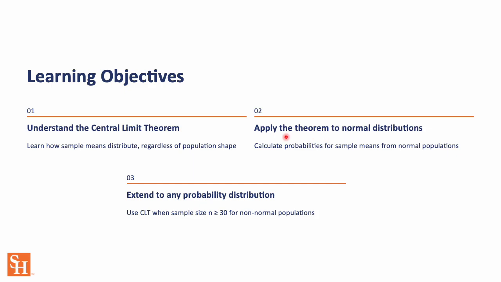We can know the sample mean distribution when the population distribution is normal, and we can also know the distribution of the sample mean even when the population is not normal, for other distributions, but in that case the sample size has to be at least 30. So this is important. We can also apply the central limit theorem even when the original distribution is not normal, but in that case the sample size has to be at least 30.